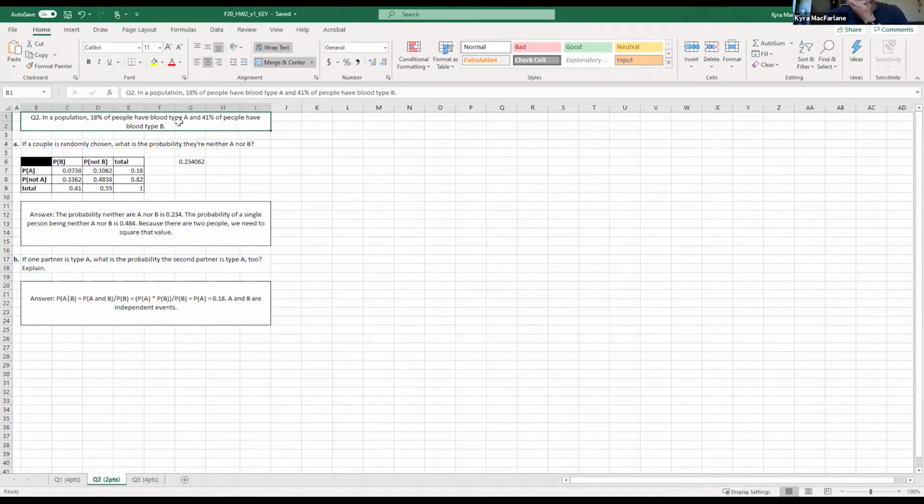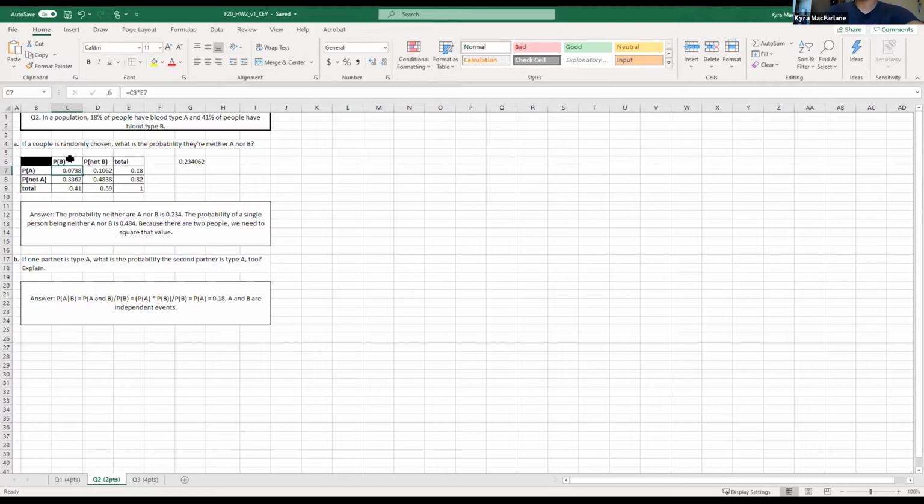For question 2, let's say in a population, 18% of people have blood type A and 41% have blood type B. A couple people were asking me about blood types and stuff like that, and this is something you should remember from intro bio classes, but there are 4 blood types pretty much. There's A, B, AB, and O. So the question is, if a couple is randomly chosen, what is the probability they're neither A nor B? And I also gave you this table to fill out.